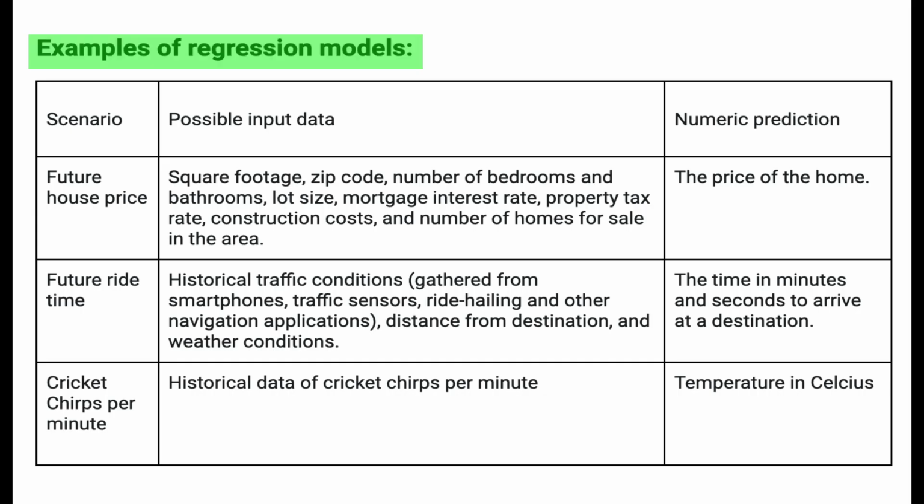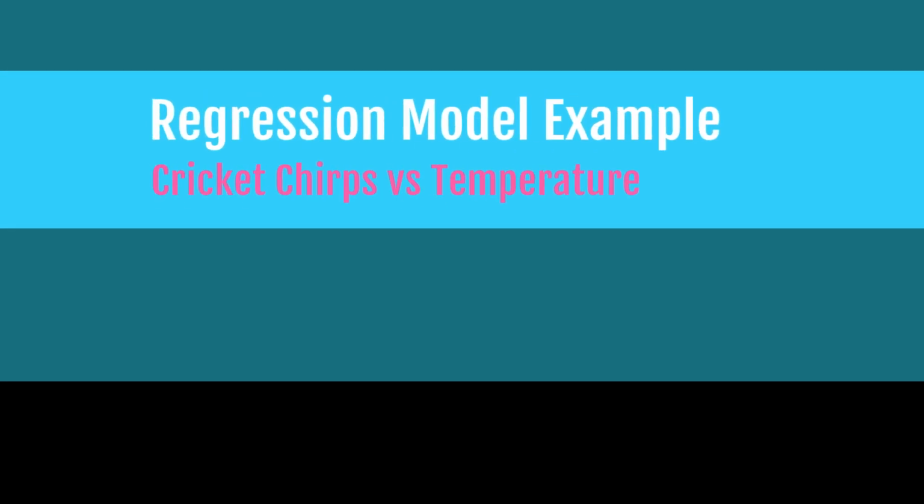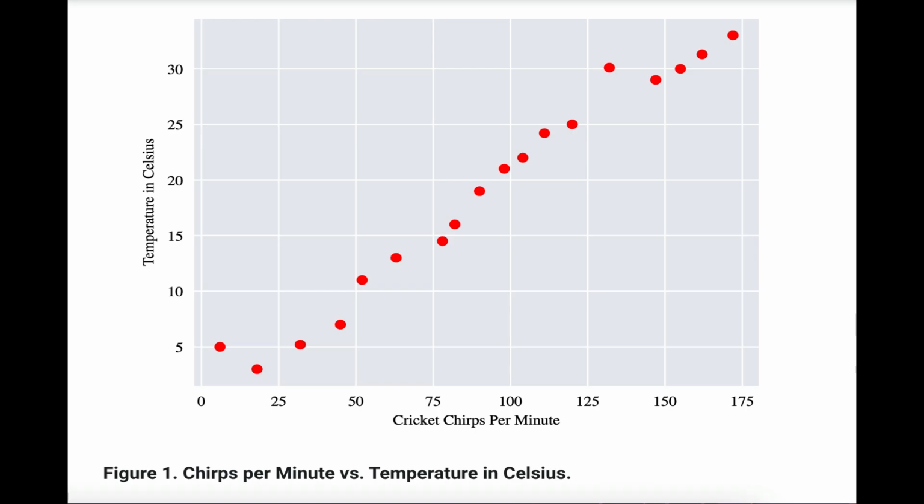This table displays some examples of regression models such as future house prices, future ride time, cricket chirps per minute. Now let's have a look at a regression model example in a bit more detail. It has long been known that crickets, which is an insect species, chirp more frequently on hotter days than on cooler days. For decades, professionals and scientists have categorized data on chirps per minute and temperature. Using this data, we can explore this relationship. So let's examine data by plotting it.